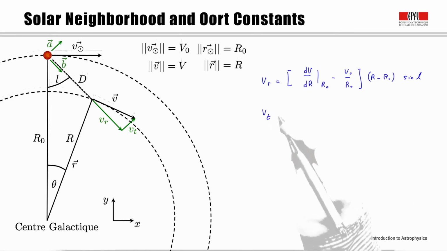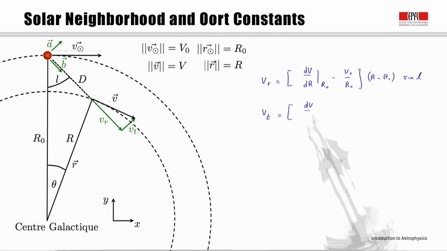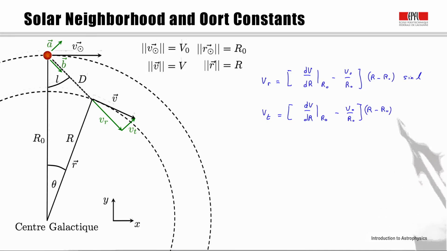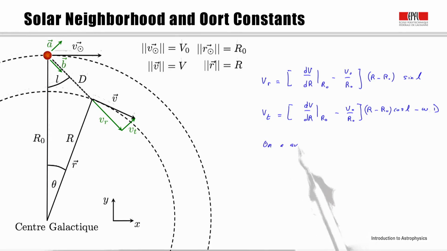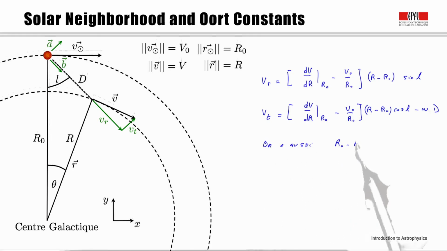A similar calculation can be made for the tangential velocity. These equations are not the final formula. We also have that r0 minus r is small. So the difference between r0 and r, this length here, is roughly equal to d times cosine l. This is valid for small angles l, or for r close to r0. This can be used to replace r minus r0 in the equations above.